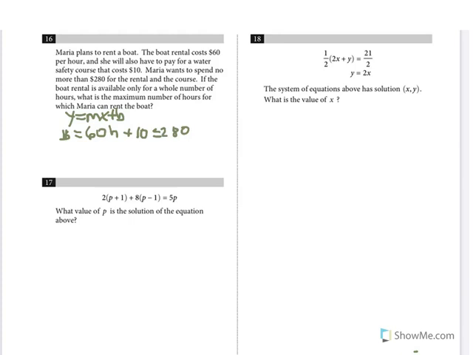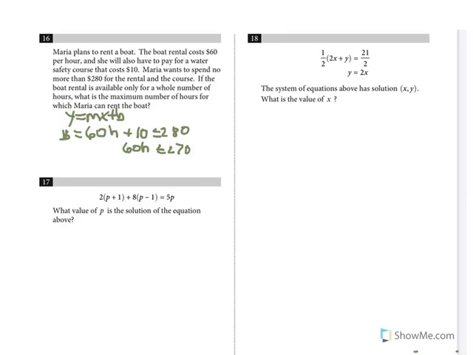Now we've got 60h less than or equal to 270. So h has to be less than or equal to 4.5. And since she can only have it for a whole number of hours, the most she can go is 4 hours.